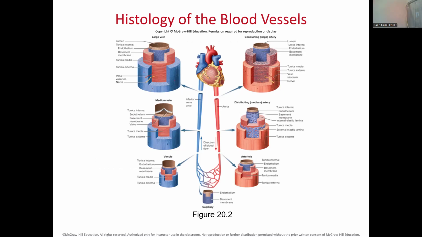So the conducting arteries, that's like the aorta. That's the very big highway. And then you have the distributing arteries, and that's like the exit ramp that you take. And then the arteriole is the street that's going to get you to where the school is.